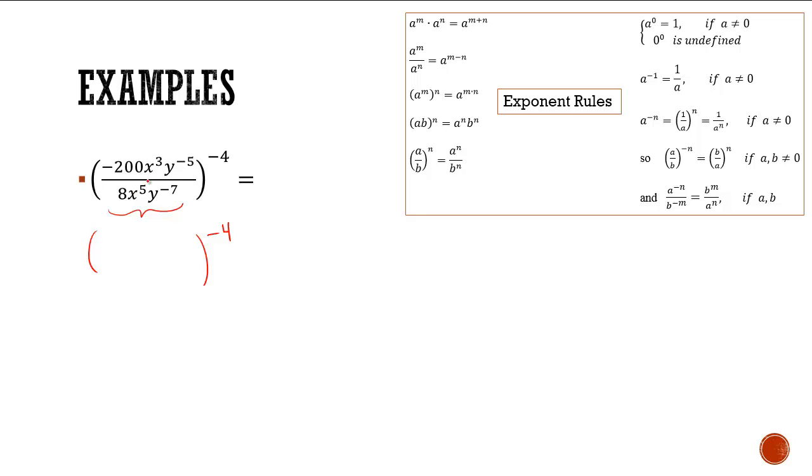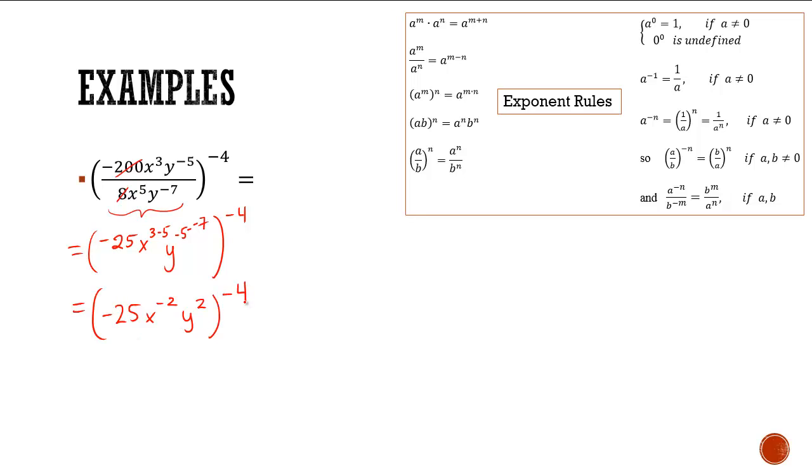Now, can we simplify anything here? It's always good to see if you can simplify inside first, actually, because sometimes it'll save you a lot of work. 200 over 8 is actually just 25, so we have negative 25 left up top. And then we've got x to the 3 minus 5, and then we've got y to the minus 5 minus negative 7. And that's all to the power of negative 4. So that's negative 25, x to the power of negative 2, y to the power of negative 5 plus 7, which is 2, all to the power of negative 4.